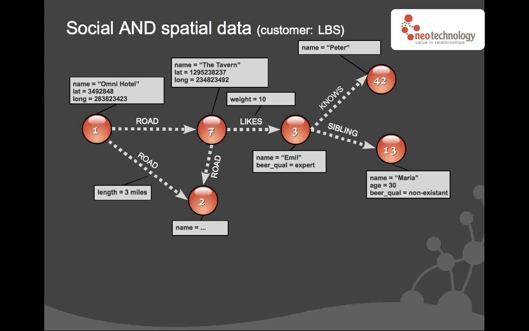And in fact, my friends, I trust my friends differently when it comes to beer qualification. In this example, just hypothetically speaking, node number 3, which has the name Emil, has a beer qualification as expert, whereas his sibling Maria has a beer qualification as non-existent. She apparently doesn't know anything about beers. So in that situation, you probably want to weight Emil's recommendations way higher than Maria's, right? Because Emil is more of an expert.